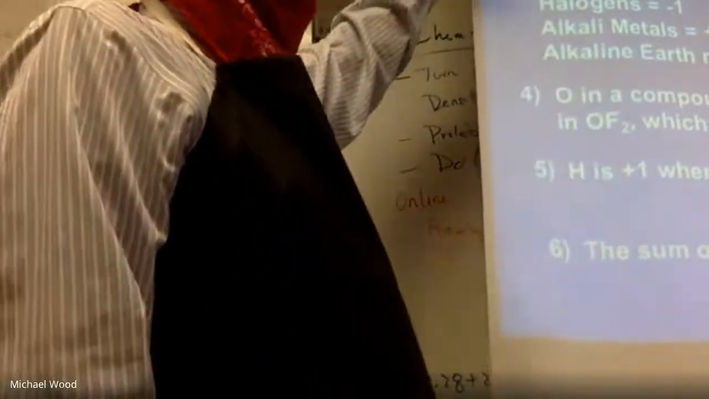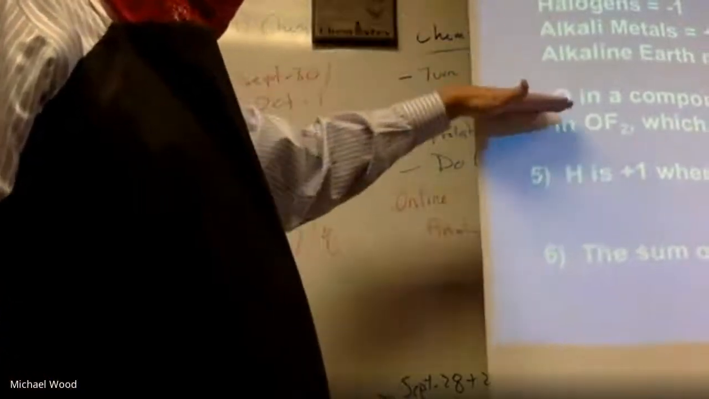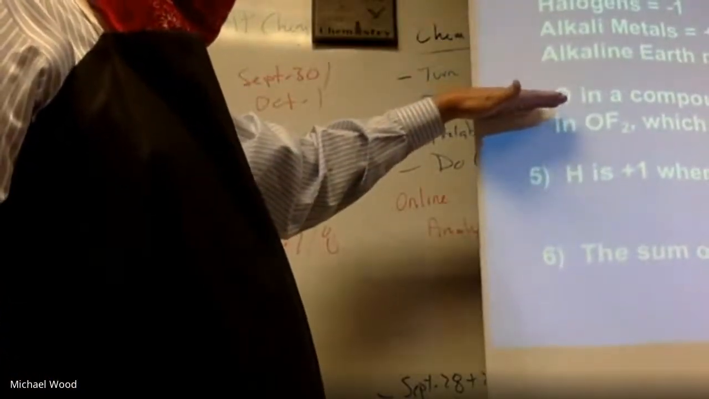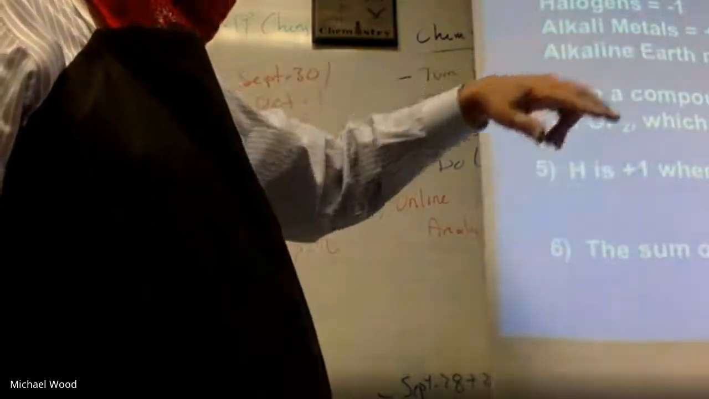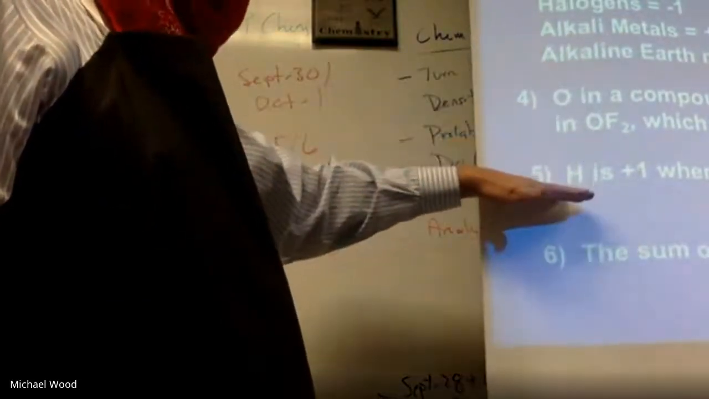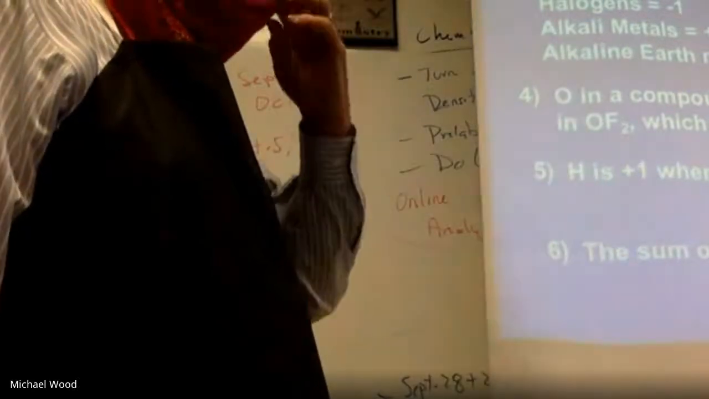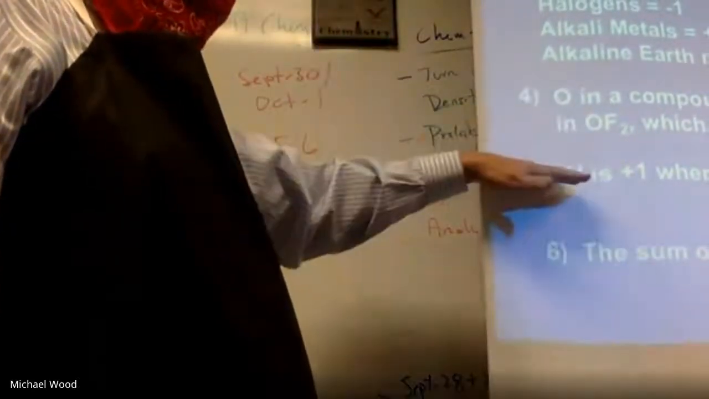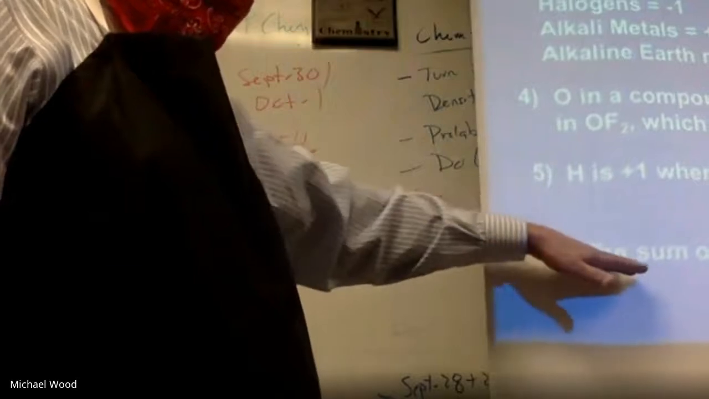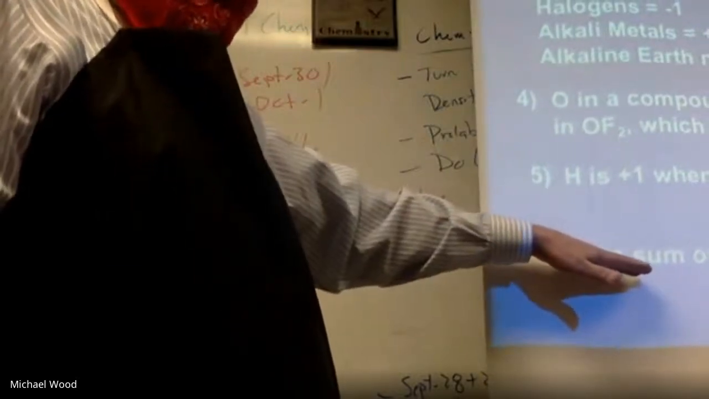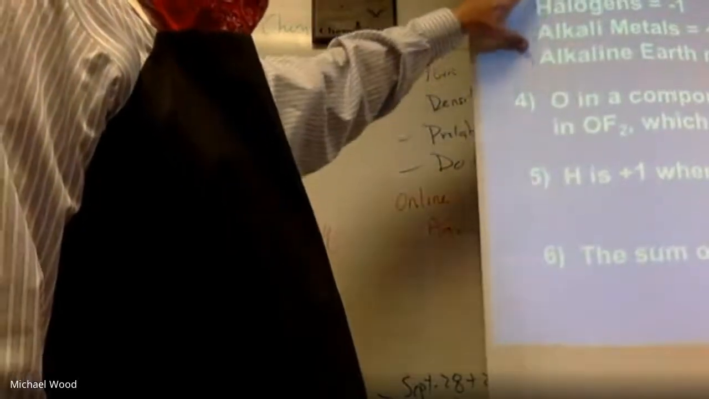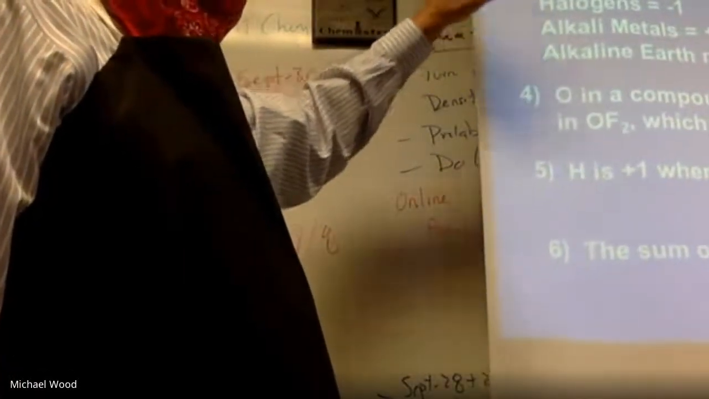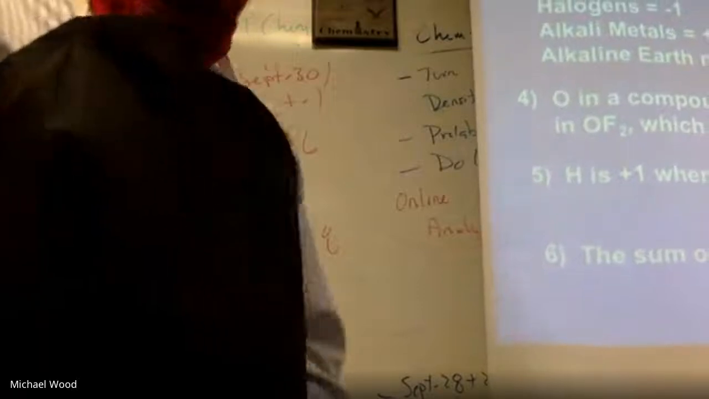So first rule, something by itself is its charge. Second rule, in a compound or an ion, when it's combined with something else, oxygen almost always is -2 unless it's a peroxide. Then the next rule is hydrogen in a compound is always +1. And then the sum of the oxidation numbers equals the charge of the molecule or ion. And this is kind of my last rule: the last thing I do is use the charge of one of the parts.